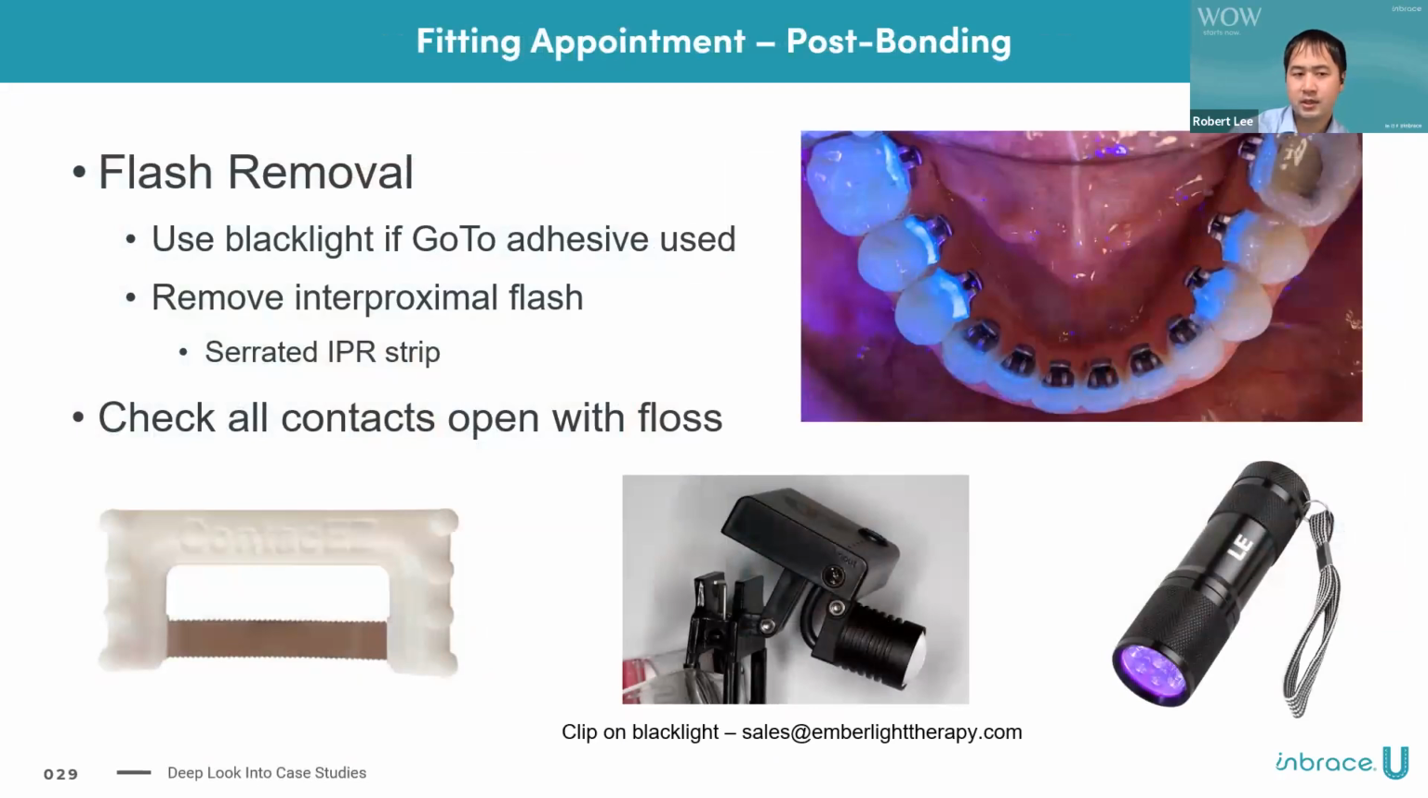Flash removal is another step that I think is commonly missed. With the black light, it really makes it easy to remove any of your excess flash. And then always make sure your contacts are open with floss. If you do have a contact that has composite in it, the serrated IPR strip, this Contact Easy one, usually works really well. With the black light too, something that I thought was interesting, we have no financial interest in this, is the clip-on black light by Ember Light Therapy. That works really well, or you can just get the ones from Amazon.